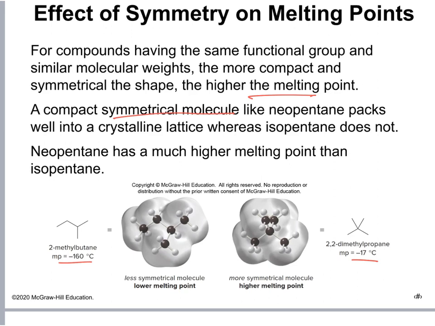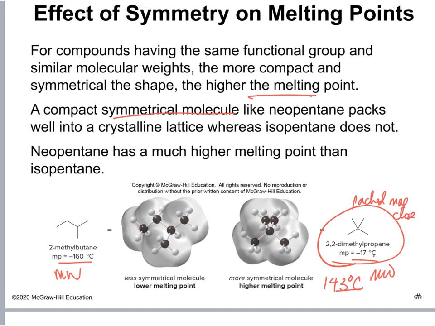-6 or -160. Let's see what that is. If we subtract 160 minus 17, we're talking 143 degrees Celsius, and they have the same molecular weights. So what's going on here? This one's higher melting point because it's packed more closely.